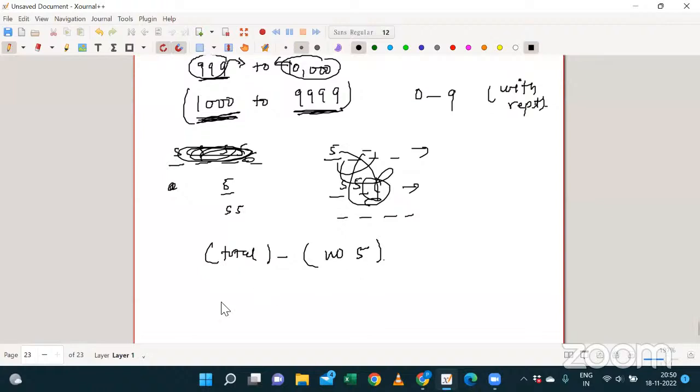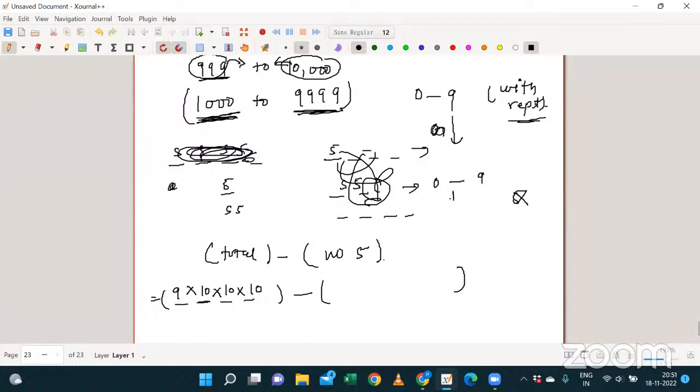How many ways can you find a 4-digit number with repetition? 9 into 10 into 10 into 10. We have a total of 10 digits, and at the first place I can't use 0, so we use 9 numbers. At the second place, since we can repeat the digits, I can use 0, so again we have all 10 digits. Then the third place has 10 digits, and the last place again has 10 digits. Minus, when there is no 5, I mean 5 is removed from the 0 to 9 digits, so 9.